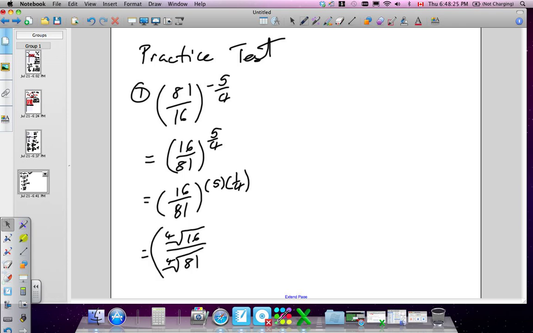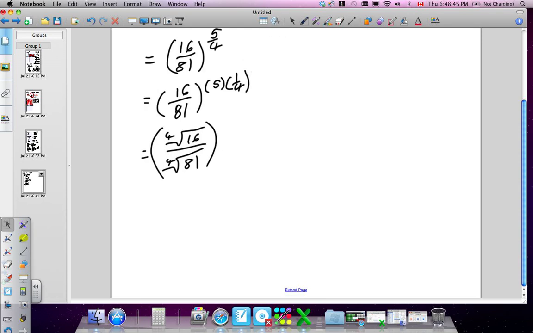What do you mean, do it all at once? 16 divided by 81. Oh no, we'll get a ridiculous decimal. Yeah, do each of them individually. So what's the fourth root of 16? I know what that is. Okay, I used the wrong number, that's why. Can you do those on your calculator? Do you know how to do them?